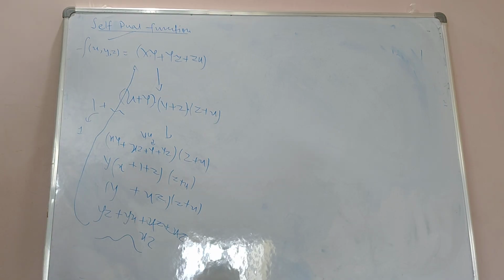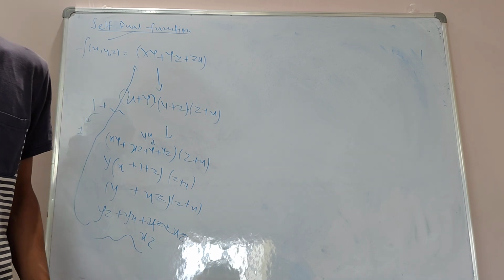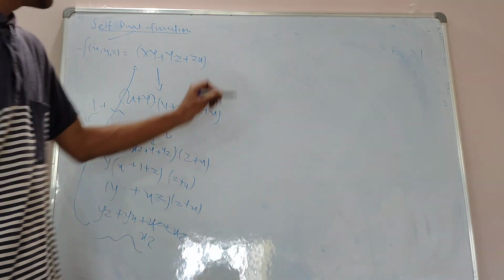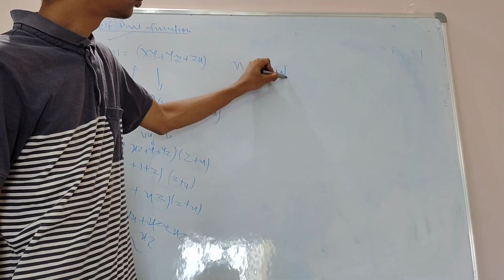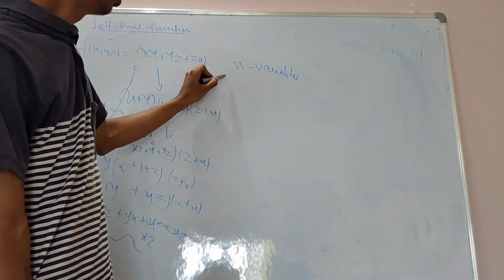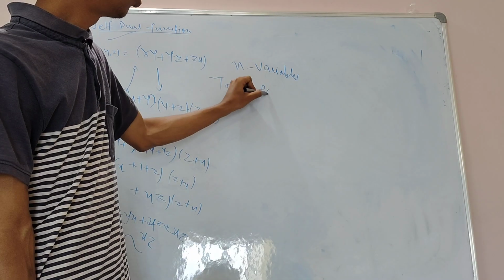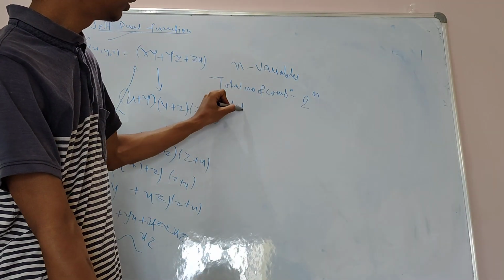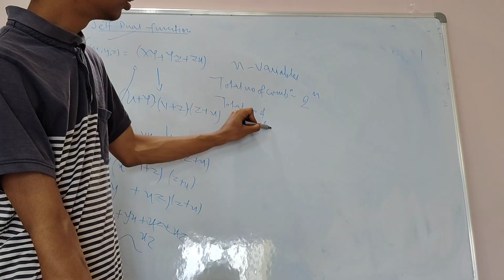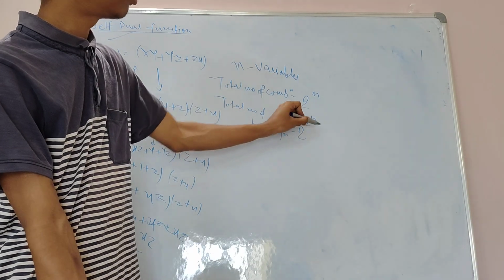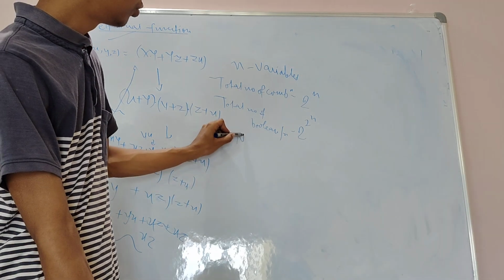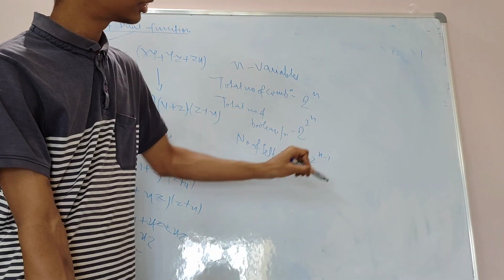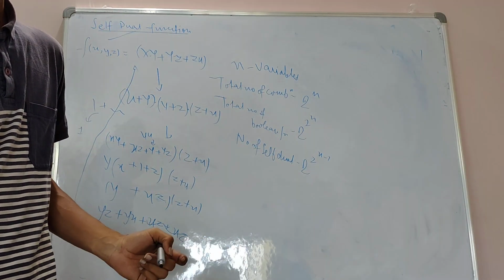Now, let's discuss how many self-dual functions there are with one variable, right? So suppose I have n number of variables, then the total number of combinations I will get is 2 to the power n. The total number of Boolean functions I will get is 2 to the power n, and the number of self-dual functions I will get is 2 to the power n minus 1, right?